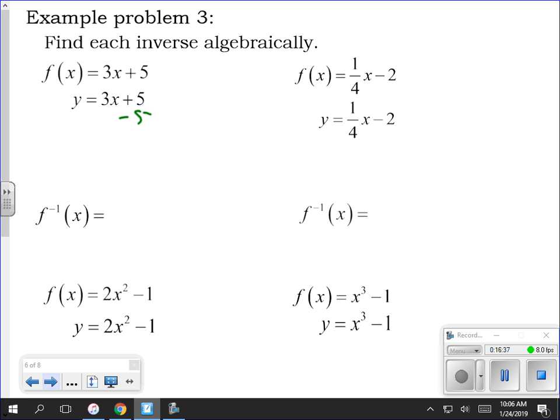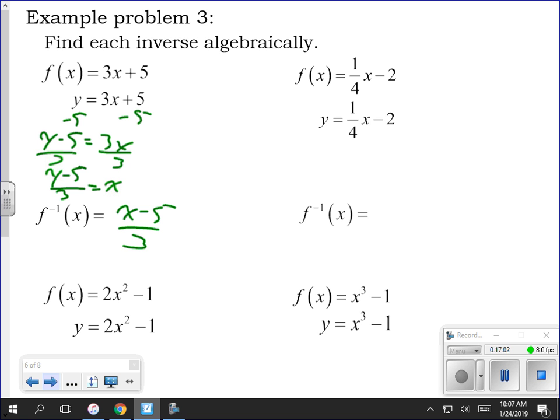Subtract 5 from both sides. Y minus 5 equals 3x. Divide both sides by 3. Y minus 5 over 3 equals x. For my inverse function, swap the x and the y back. That's my inverse function, x minus 5 over 3. That's how you find an inverse function.